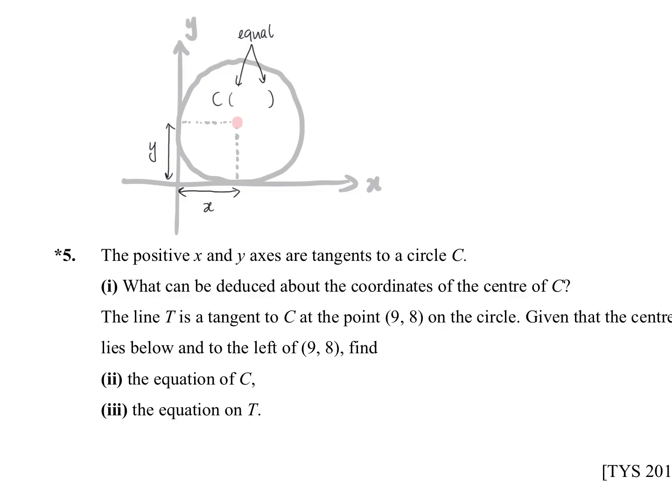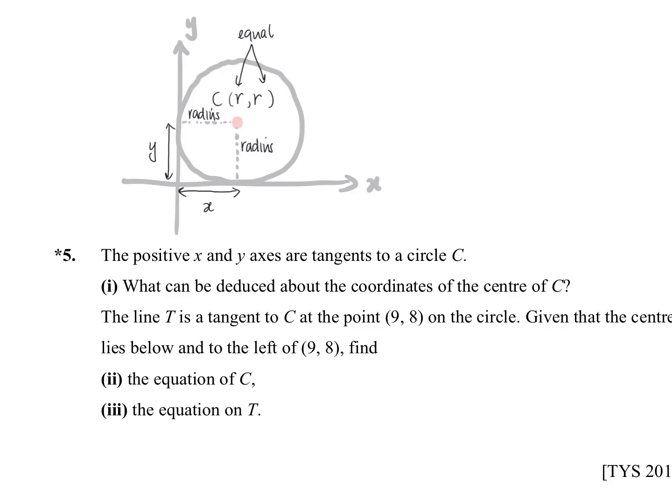What is so special about them? Other than they are equal, what else? They're like tangents. They are my what? Y and x. Radius. So actually my center happens to be my radius and they are equal. So this is the key thing. Yes, x and y axis.